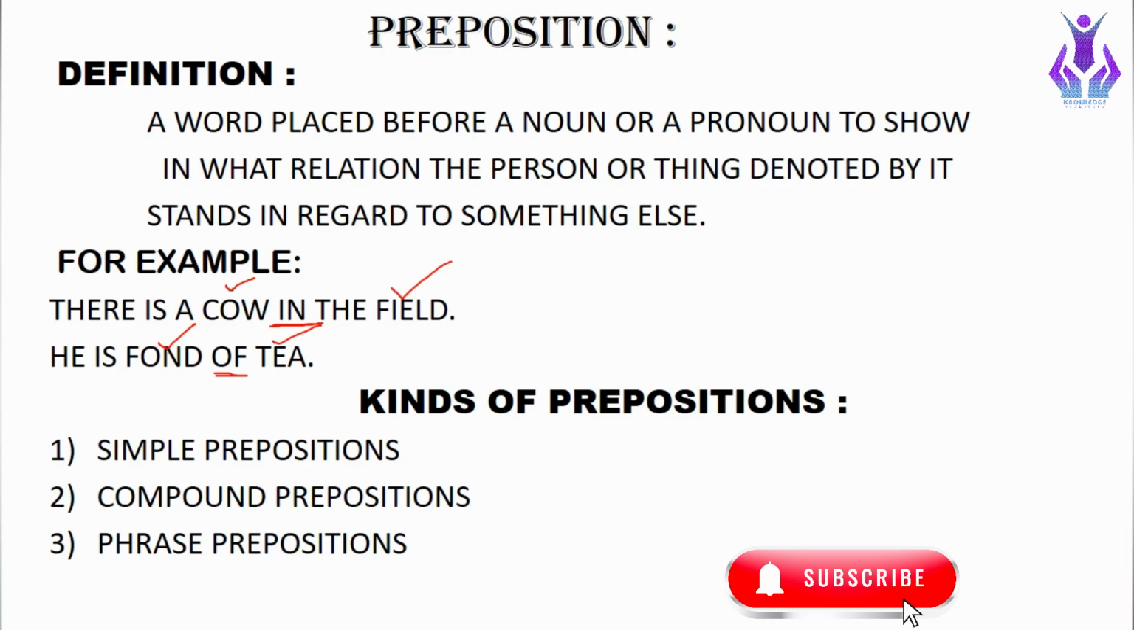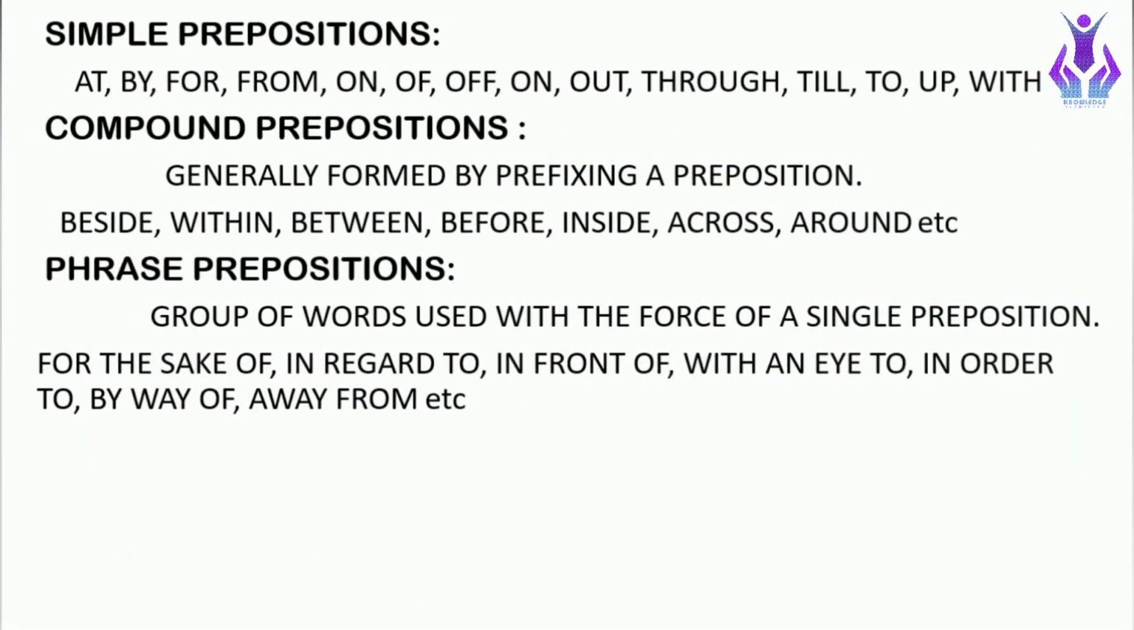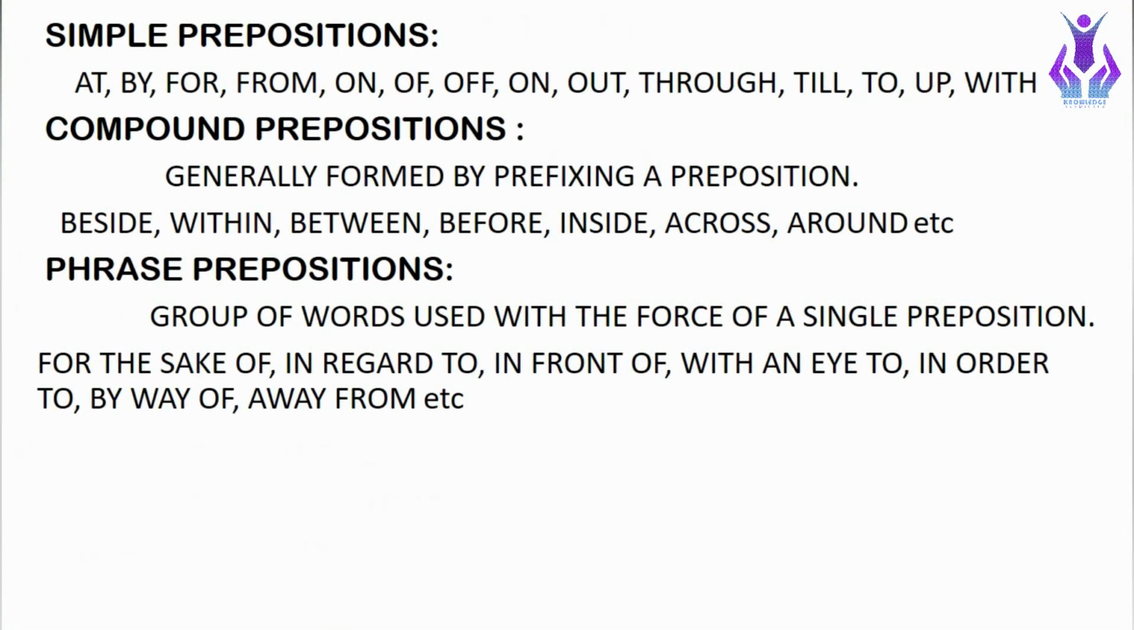We have three kinds of preposition, that is simple preposition, compound preposition, and phrase prepositions. We will go through them one by one. Simple prepositions are basically the simple, basic prepositions. For example, at, by, for, from, on, off, all, through, out, till, up, and others.